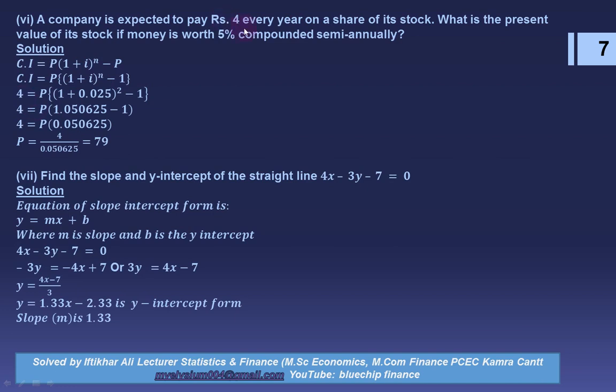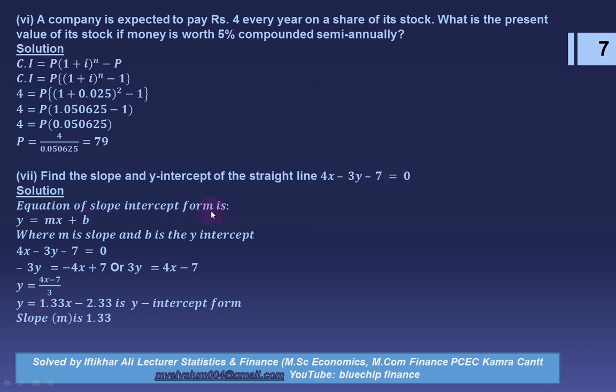compound interest is 4, and P is missing. For 1 plus the interest rate, because 5% is annual and it is the case of semi-annual, the semi-annual interest will become 2.5%, so the interest fraction is 0.025. In 1 year there are 2 semi-annual payments, so n will become 2, minus 1. After calculation and solving this equation, P will be 79.